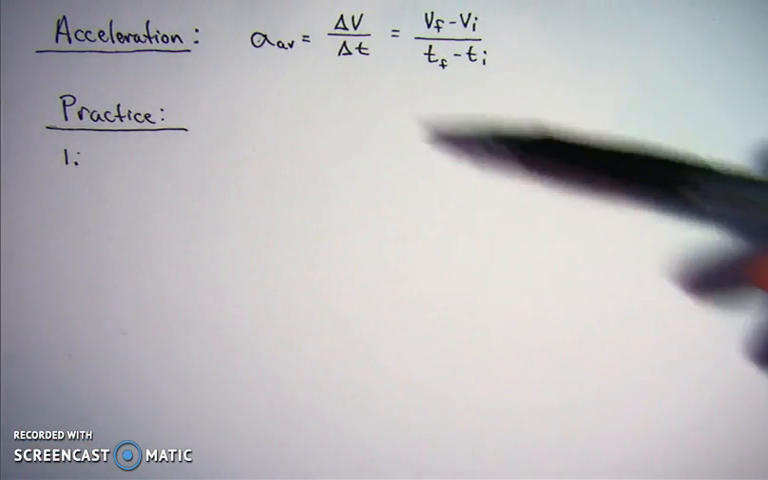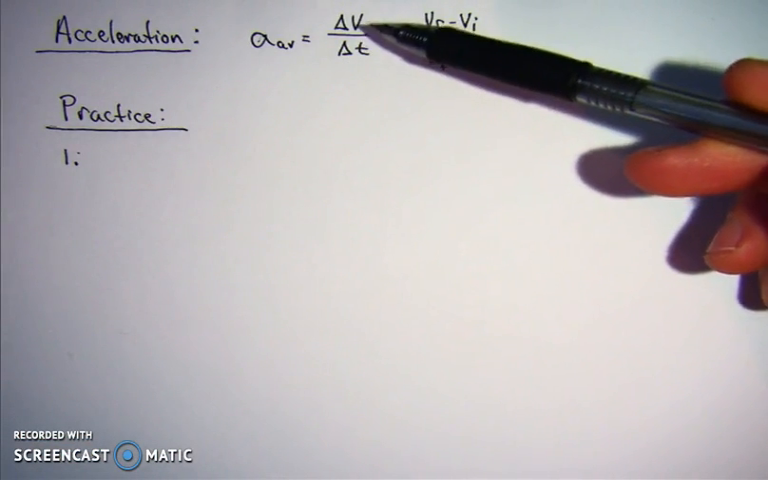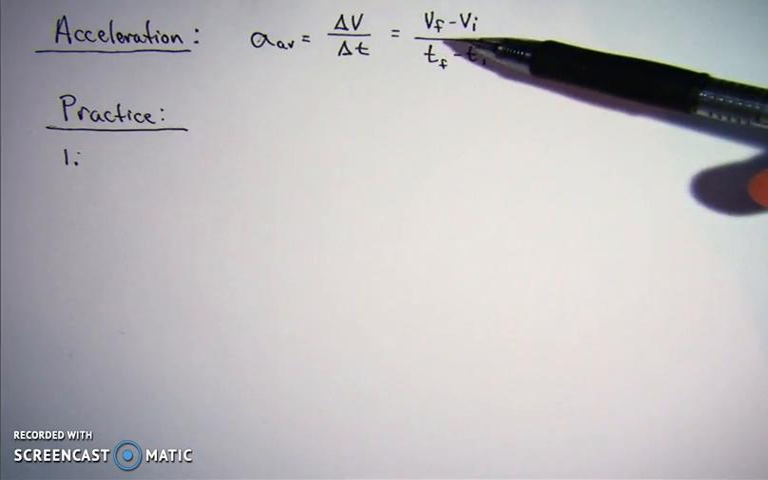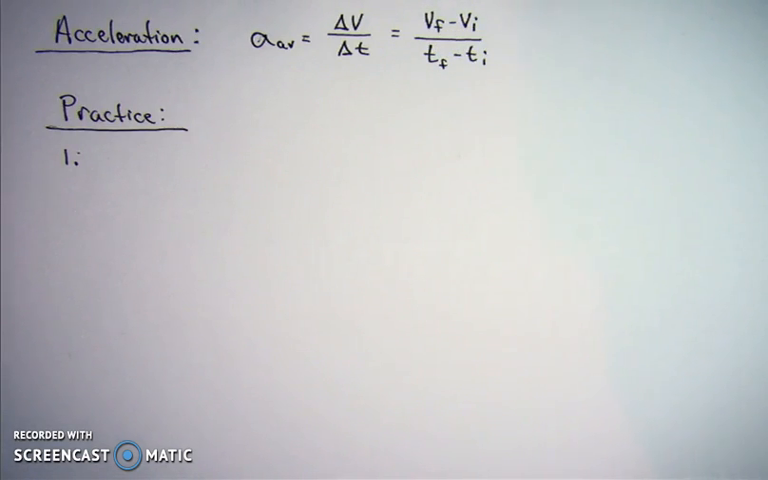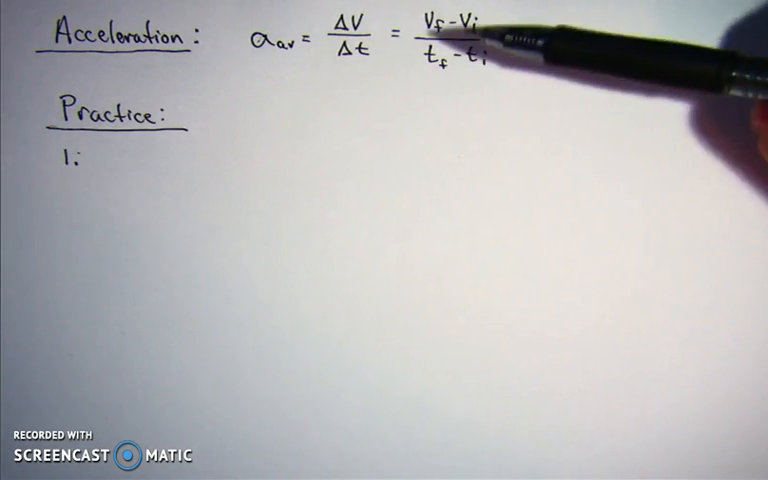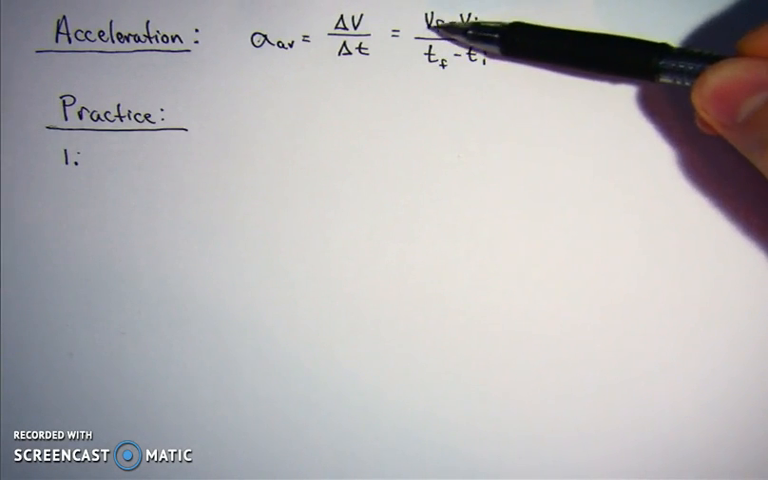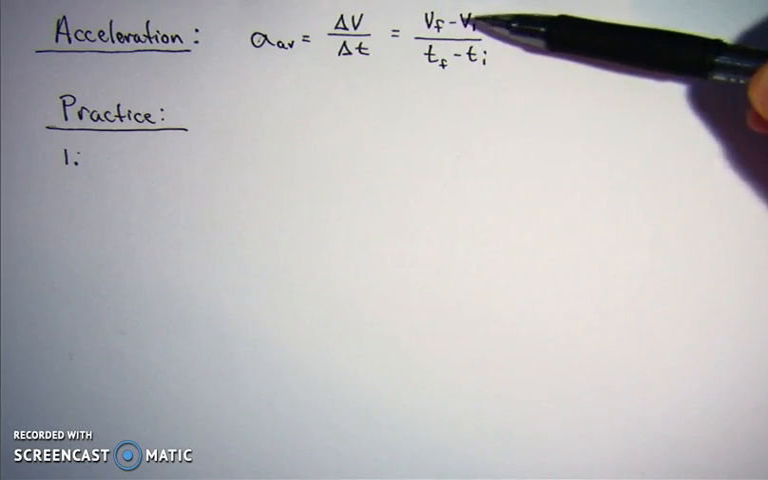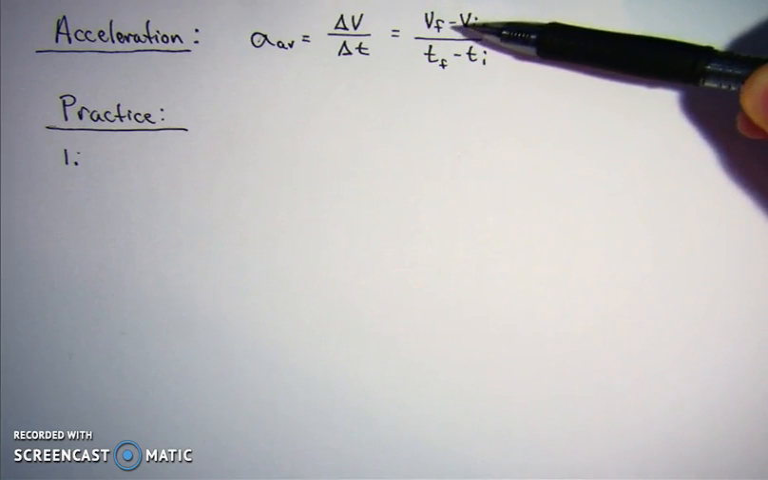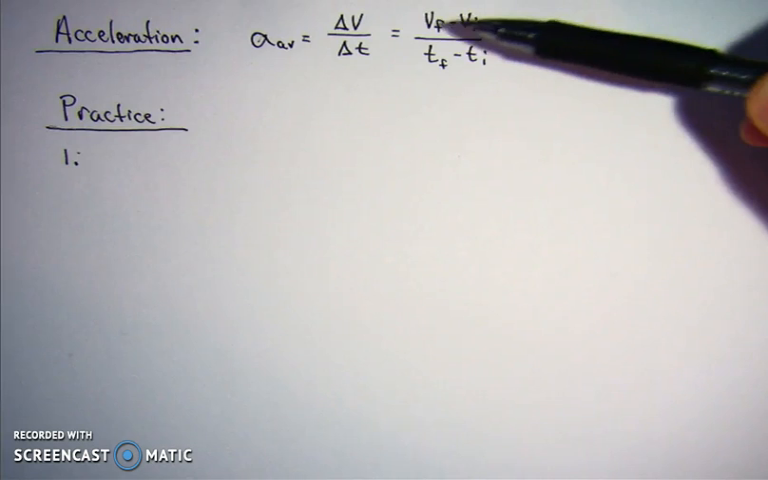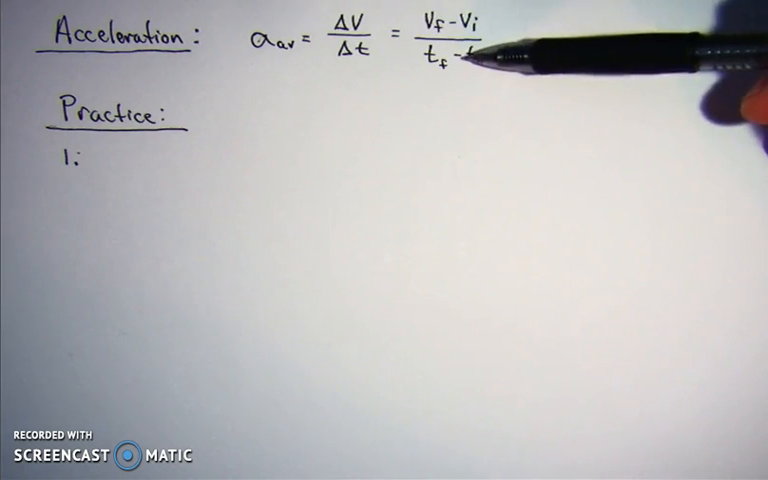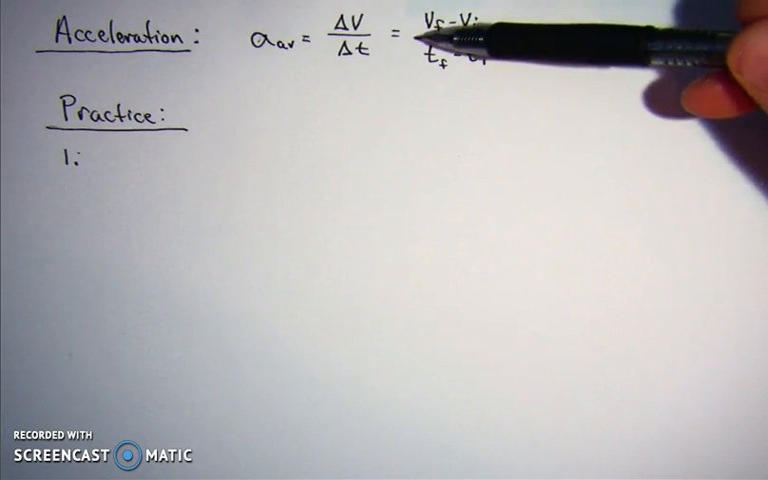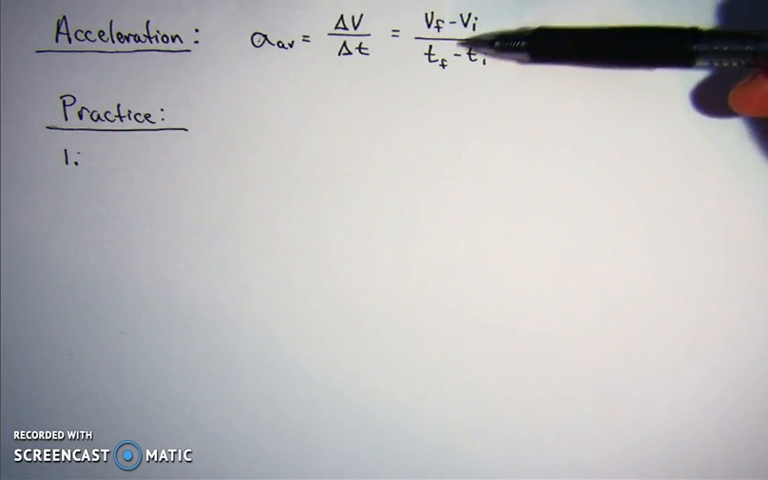remember, average acceleration is change in velocity over change in time, so it's the velocity final minus the velocity initial. So initially it talked about the car going 0 to 60, so its final velocity would be 60 miles per hour. Its initial velocity was 0, so we're dealing with a 60 mile per hour velocity here. Now, and the time elapsed is 6.2 seconds.